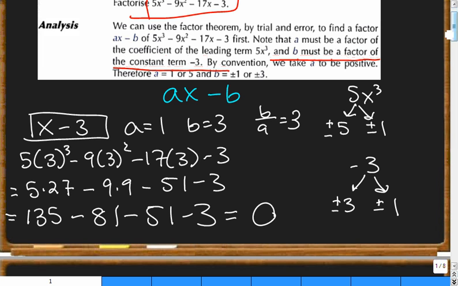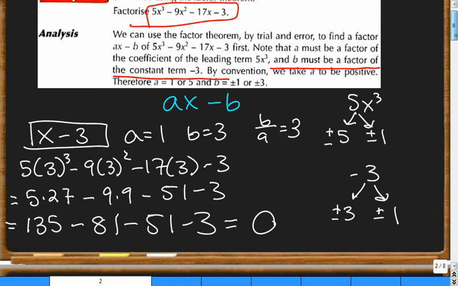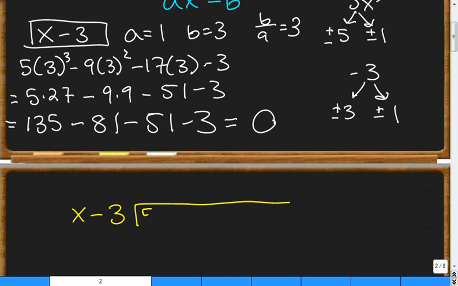So we've found that x minus 3 does work for us. So now what we do is we divide. So we're going to get x minus 3, oops, and we're going to divide by 5x cubed minus 9x squared minus 17x minus 3.